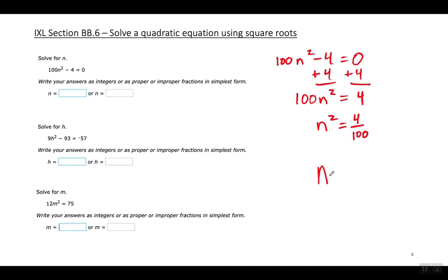So n is going to equal the square root of 4 over 100. Now just get the square root of each of these numbers. So n is going to equal positive and negative 2 over 10. You could also write positive and negative 1 over 5. Actually, in this case, my bad.